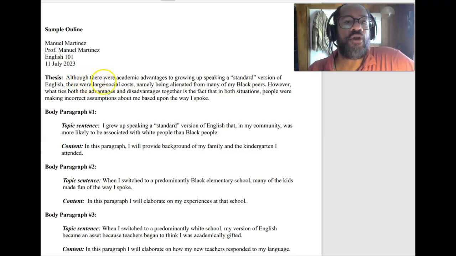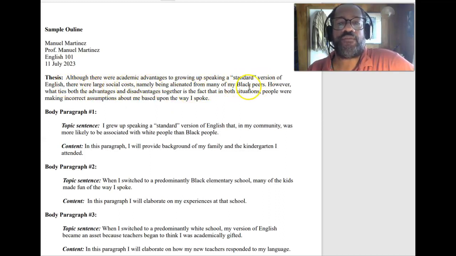My thesis is, although there were academic advantages to growing up speaking a standard version of English, there were large social costs, namely being alienated from many of my black peers. However, what ties both advantages and disadvantages together is the fact that in both situations, people were making incorrect assumptions about me based upon the way I spoke.